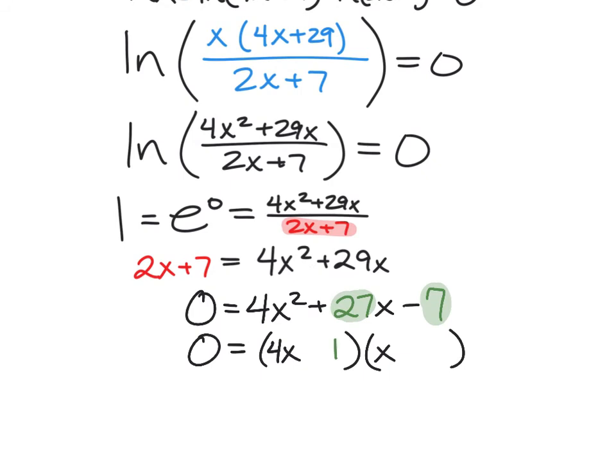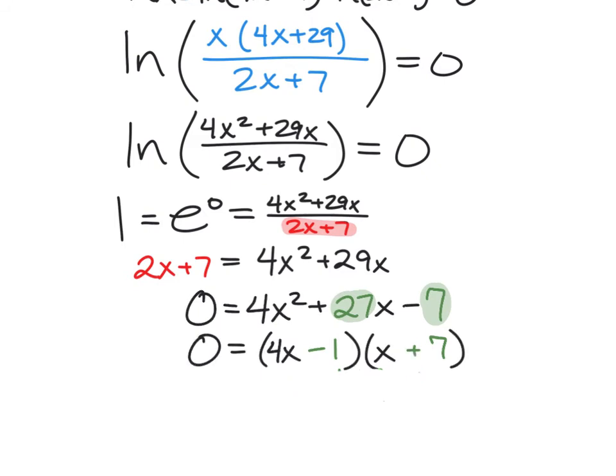And if I put 1 here and 7 there, it would be 28x and 1x. That's good. I can make 27 out of 28 and 1. That means I need a -1 and a positive 7.